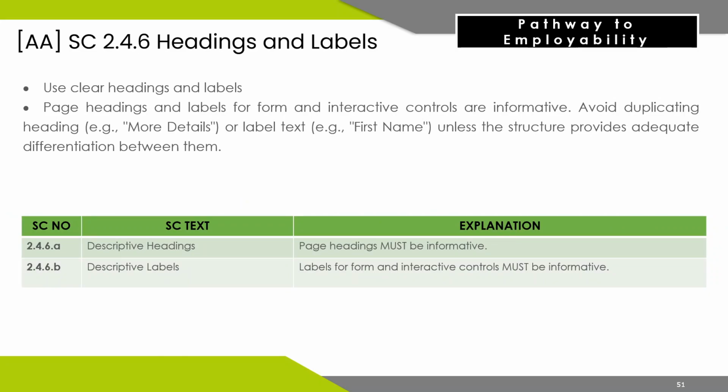The requirements for success criterion 2.4.6 Headings and labels are 2.4.6.a Descriptive headings. Page headings must be informative. 2.4.6.b Descriptive labels. Labels for form and interactive controls must be informative.